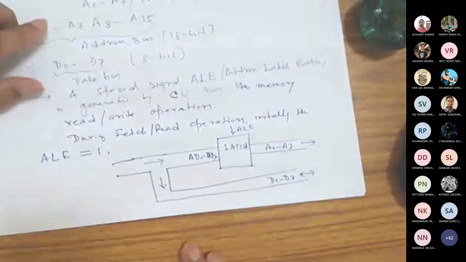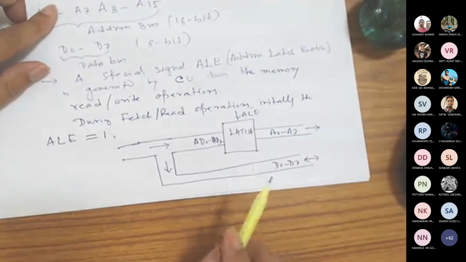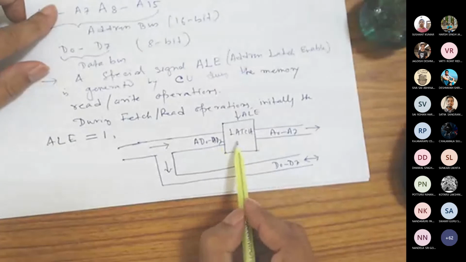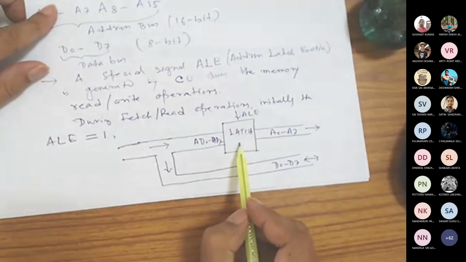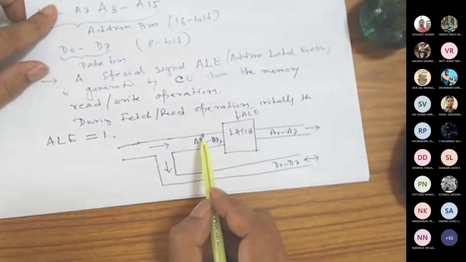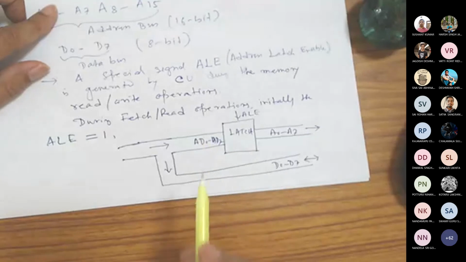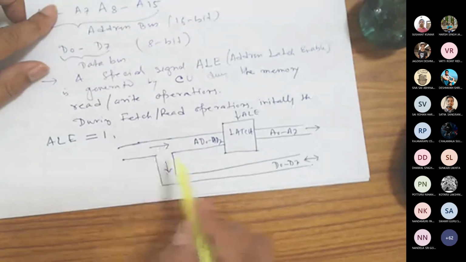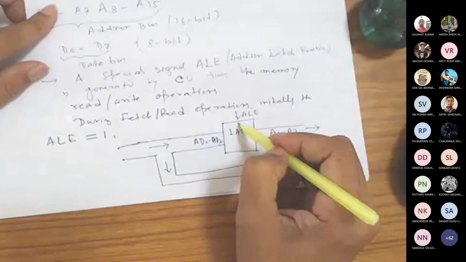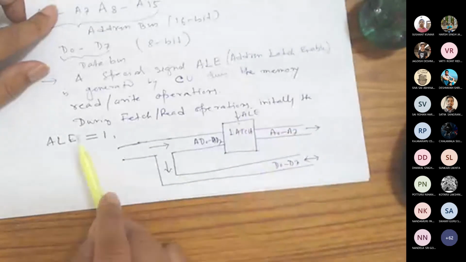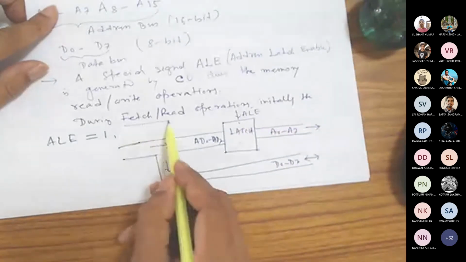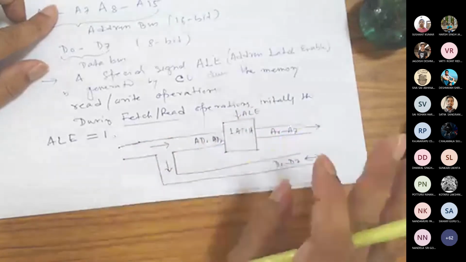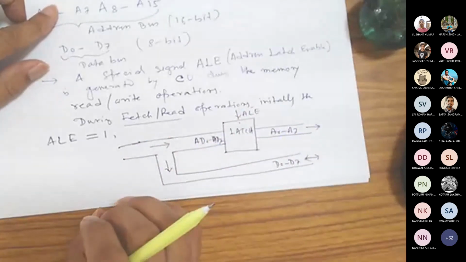Something like this. So AD0 to AD7 is given to this latch. During the first clock cycle of the memory read operation, this latch goes high. We are talking about fetch or read; both are the same, both are basically a read operation.